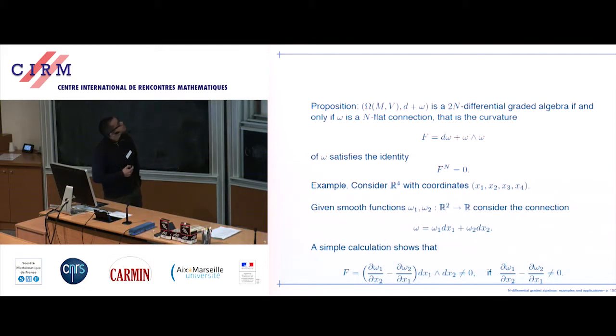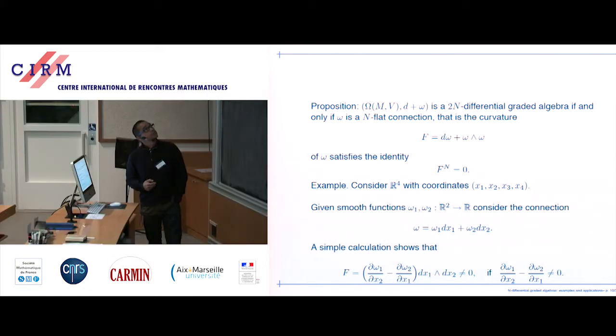If you take the differential forms with values in the vector bundle, then this will be a 2n differential graded algebra if and only if the curvature is what we call n-flat, meaning that the curvature to the power n is equal to 0. So anytime you get some bundle with the condition that the curvature to some power is equal to 0, then this becomes a 2n differential graded algebra.